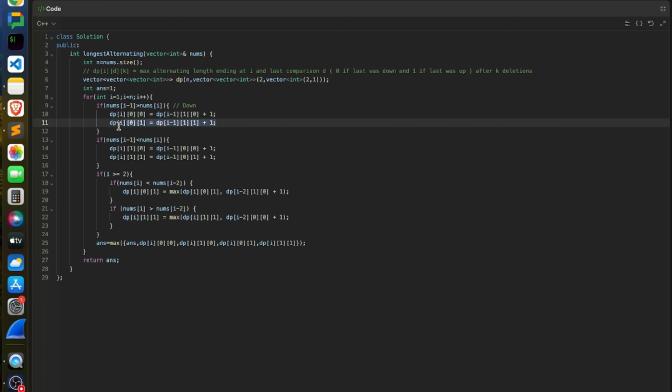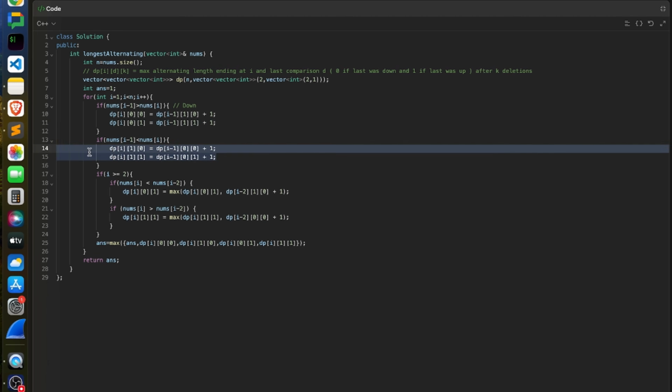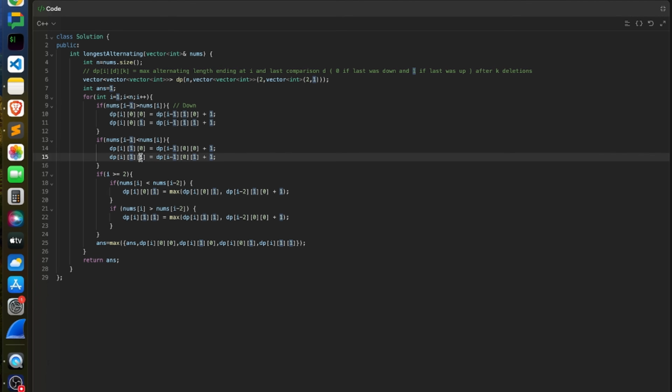Similarly, if the current number is greater than the previous number, then this has to be state dp of I, 1, 0. So the last comparison is going to be up, and whether you want to delete at least one of the numbers or not. If you don't want to delete it, then you don't have to delete from the previous number also. So dp of I minus 1, 0, 0 plus 1. If you don't delete the current number, then it has to be one of the previous numbers, right? And if you delete it, then none of the dp state changed. So dp of I minus 1, 0 and 1.